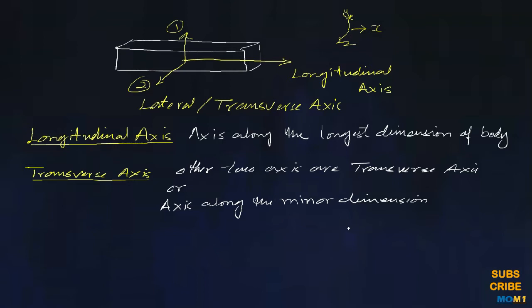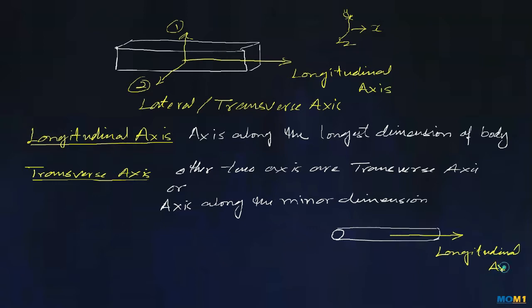Now for the case of a circular rod, the axis along the longest dimension is the same as the longitudinal axis, since there is only one other dimension. This is known as the radial axis.